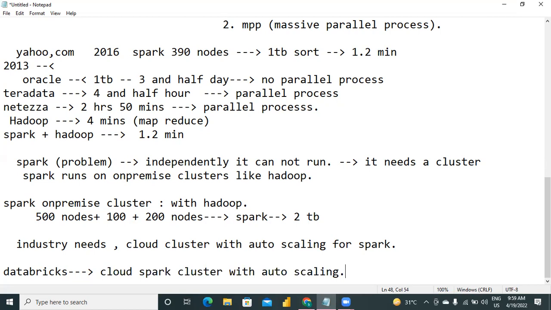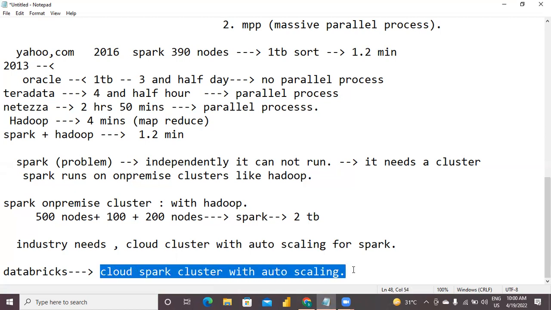Today, as per my data load, only 100 nodes are enough. Tomorrow, data volume increases, and automatically it should extend to some 200 nodes. Again, when processing is completed, it should revert back to my 100 nodes. Understand the point in this way. That is the meaning of a cloud Spark cluster with auto scaling. This is simply Databricks.